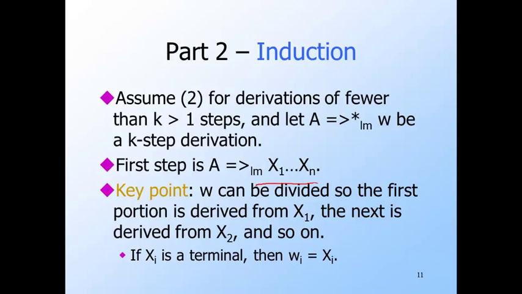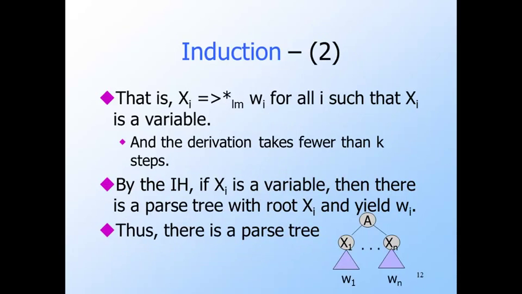Since the whole derivation is leftmost, the derivation of w1 from x1 must happen first, then the derivation of w2 from x2, and so on. So we know that each xi either is wi or derives wi in fewer than k steps of a leftmost derivation. For the second case, where xi is a variable and the leftmost derivation takes one or more steps, the inductive hypothesis tells us that there is a parse tree with root xi and yield wi.